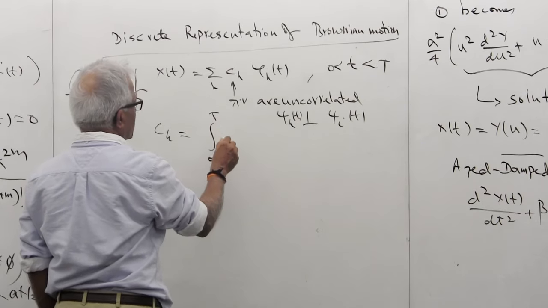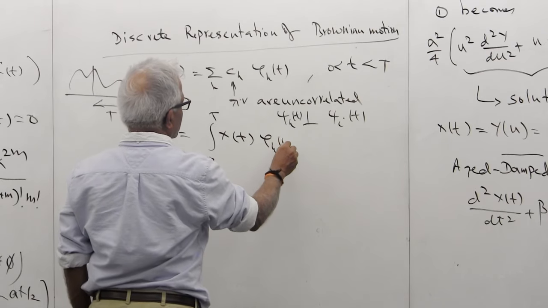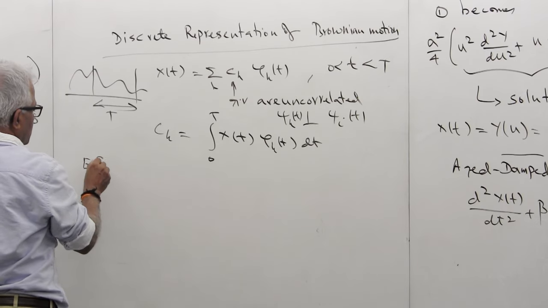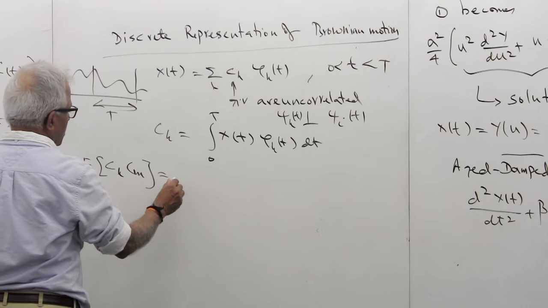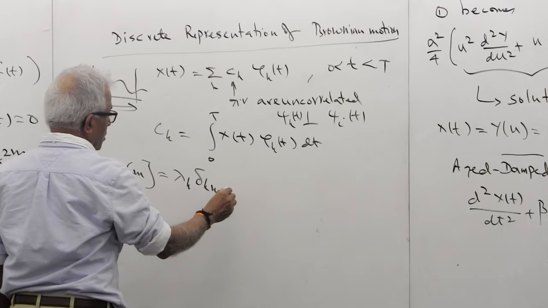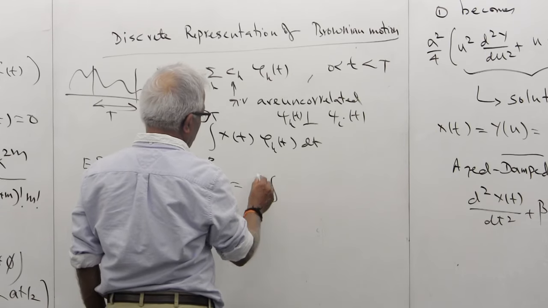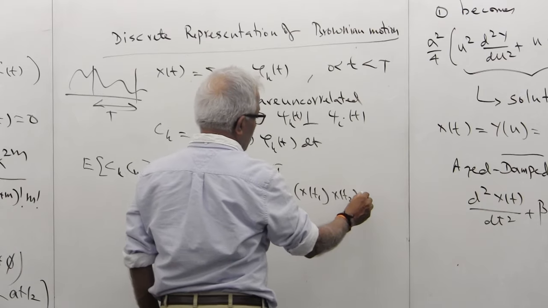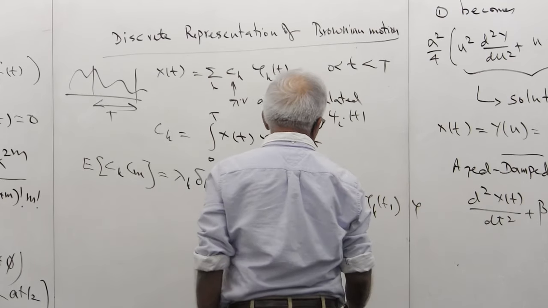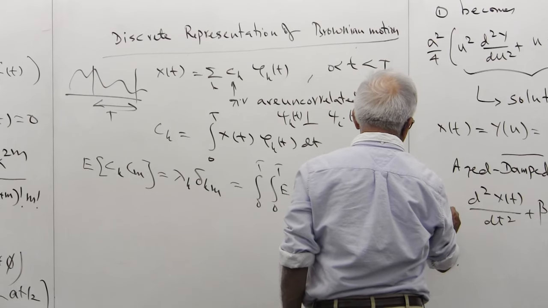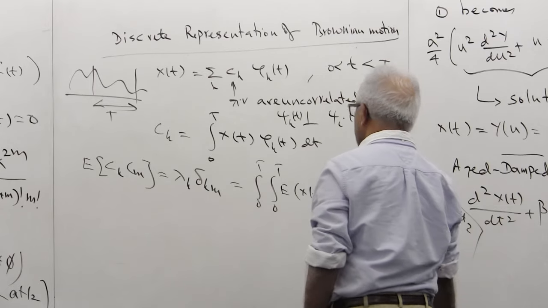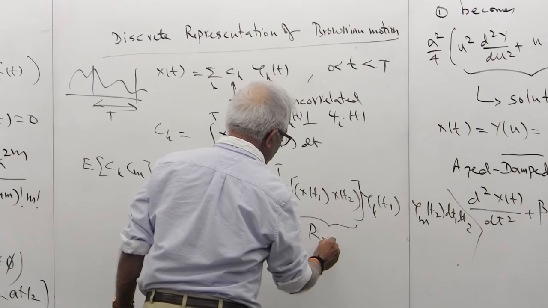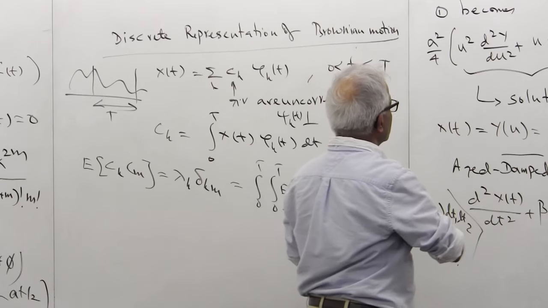Then, you can see from here, this will be x of t, phi k of t. So if you want these coefficients Ck and Cm to be uncorrelated, but on the other hand, CkCm is a double integral of the expected value of x(t1) x(t2), phi k(t1), phi m(t2), dt2, dt1. But this expected value is the autocorrelation function. So we'll have to solve this integral equation.